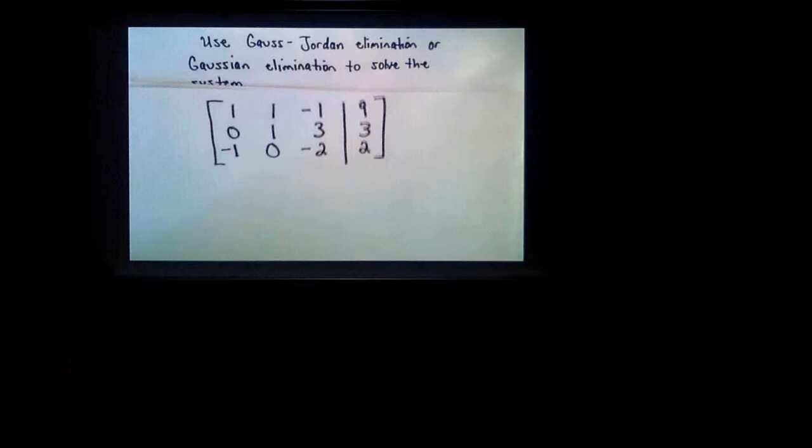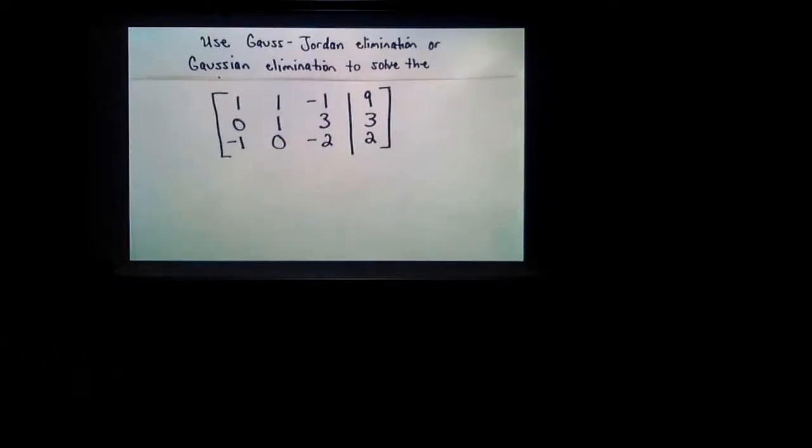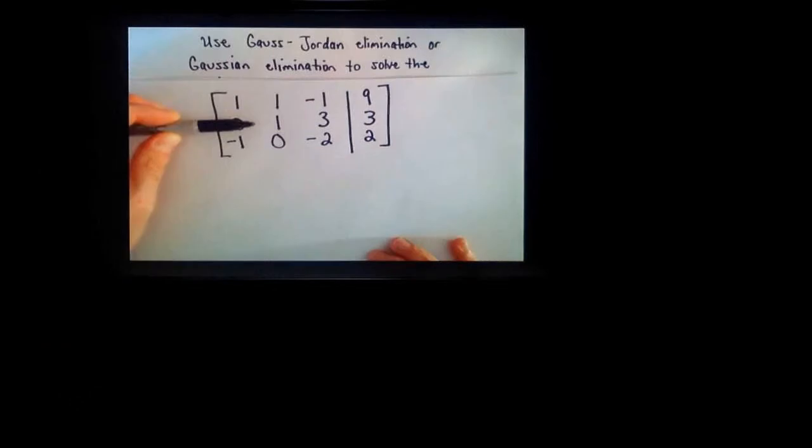So what we're going to do is, our goal in this case is we want to write this in row echelon form. So the idea is we're going to write the matrix so that it's in triangular form and where the leading coefficient in each row is equal to 1.